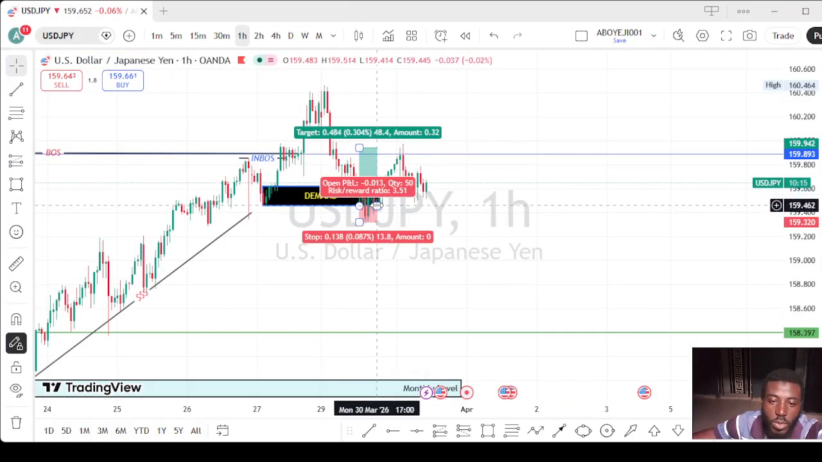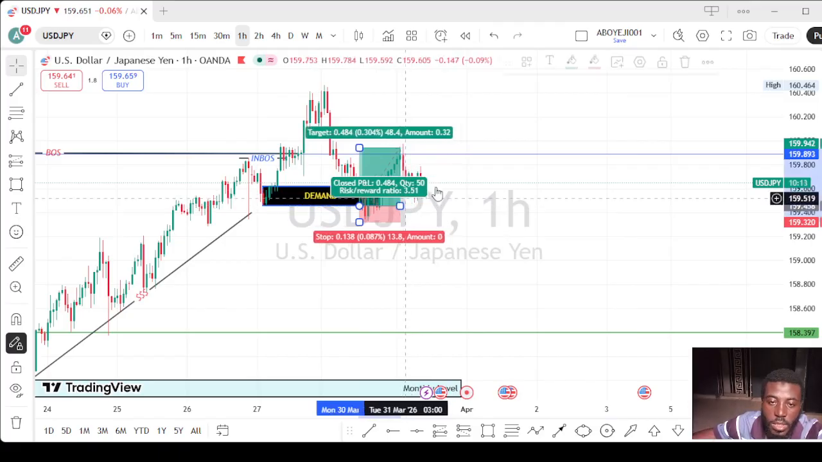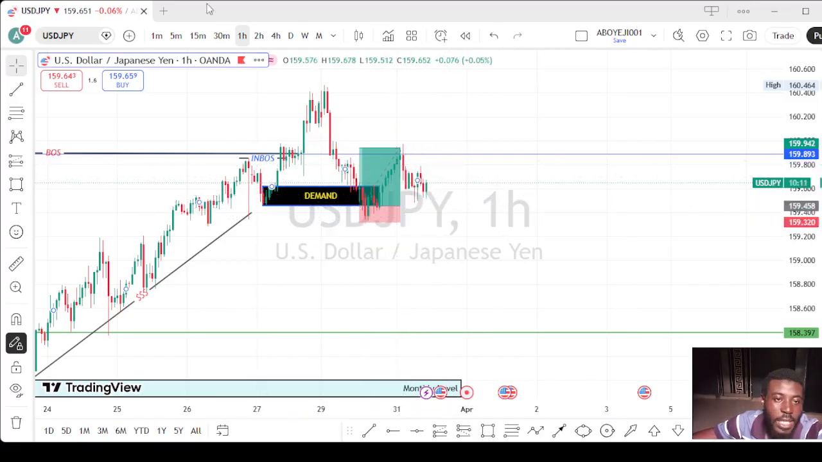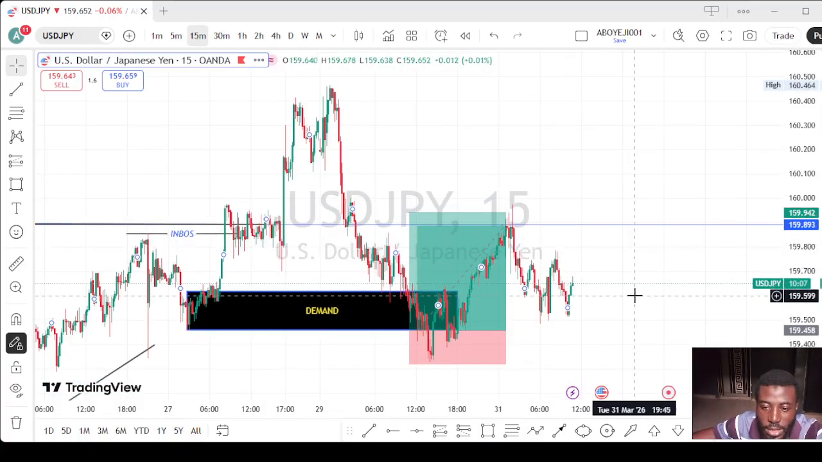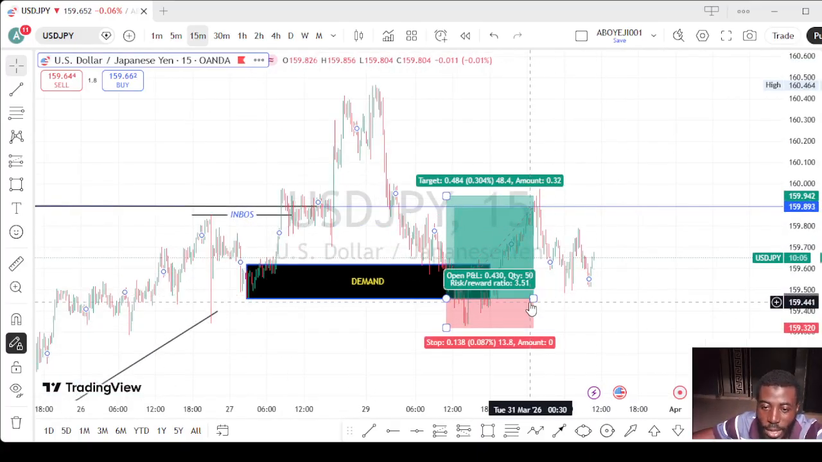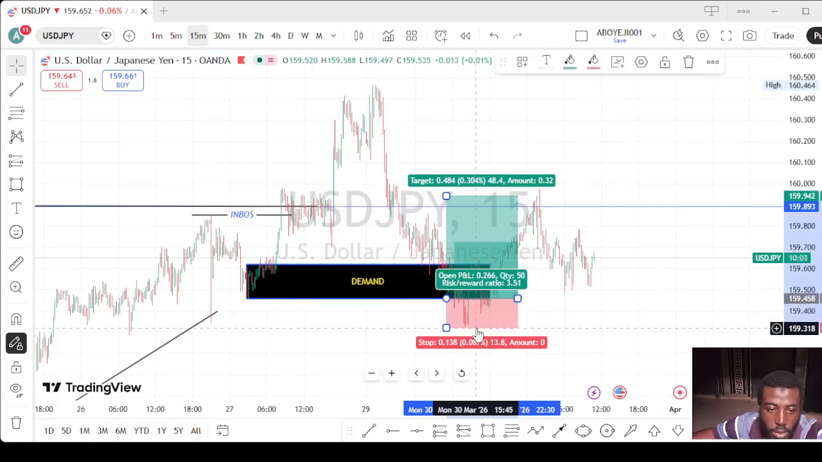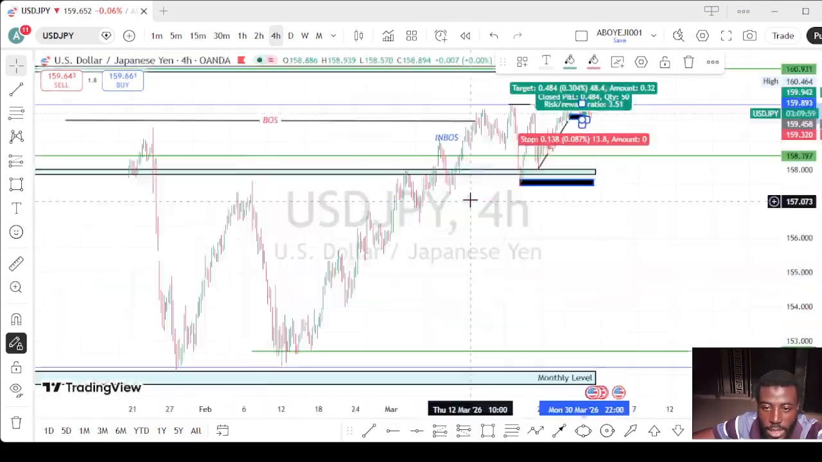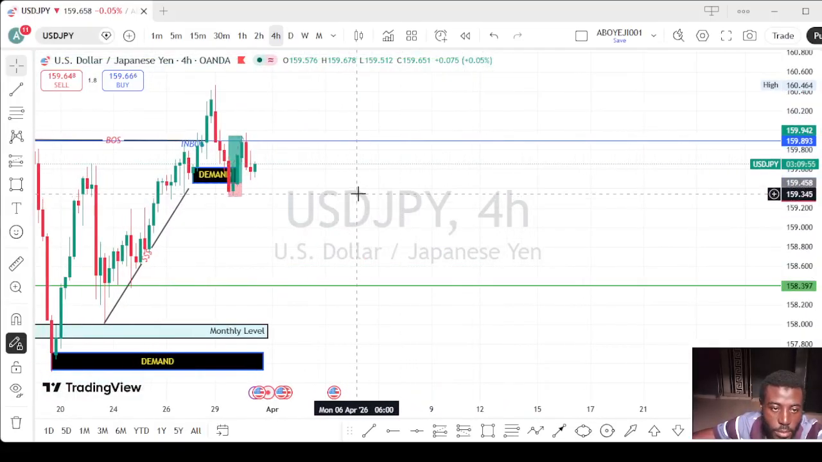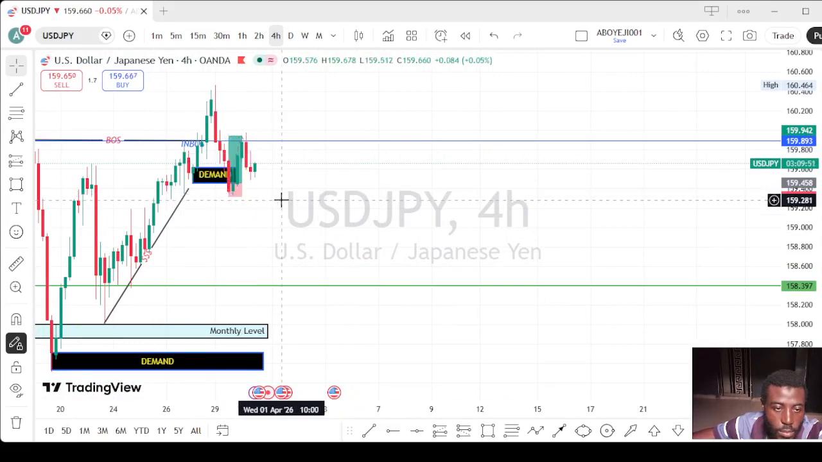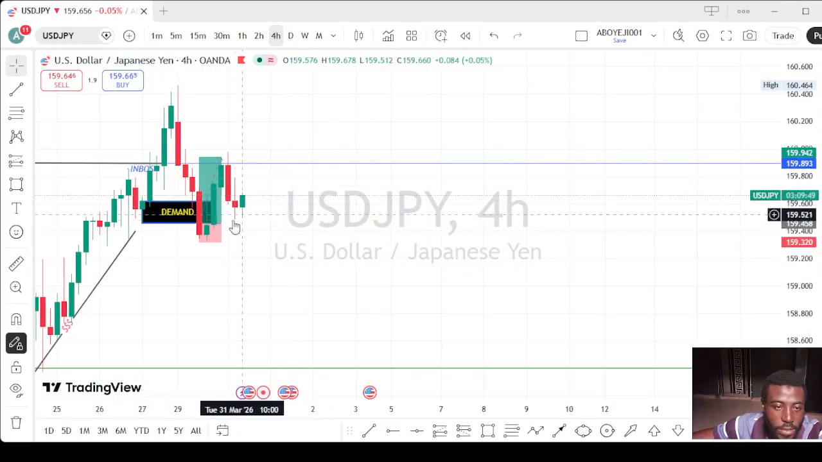This is UJ. This is the trade we took yesterday. You can see what the trade is trying to do. That's what I said, you guys wait on the 15-minute time frame to say we are buying. As for now, you can say we are buying on the 15-minute time frame. On the daily time frame, this is what the market gave us.